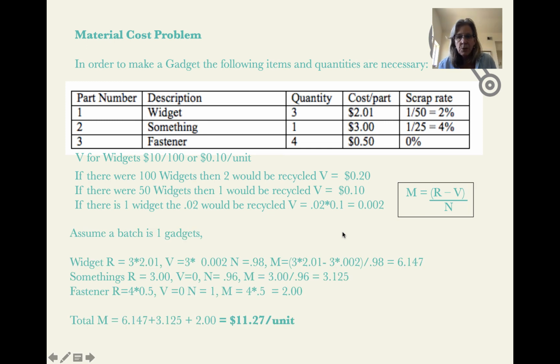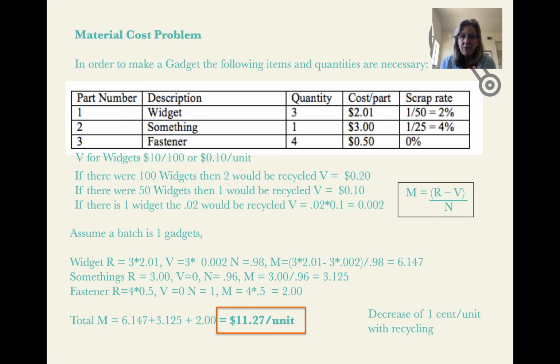So for 1 batch, we have 3 widgets at that cost, and we subtract out 3 recycling revenues, and divide by 0.98. That gets us the cost per unit. So now it's gone down again and it's 11.27. You can see this is a little different from the previous example, but one of the main things is you need to make sure you define what your batch size is. The cost decreases because we're recycling, because we're getting revenue from recycling.